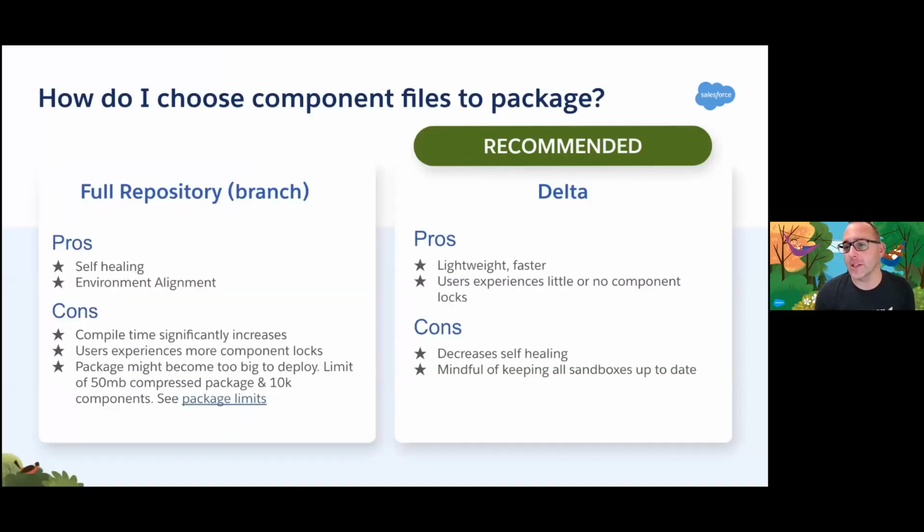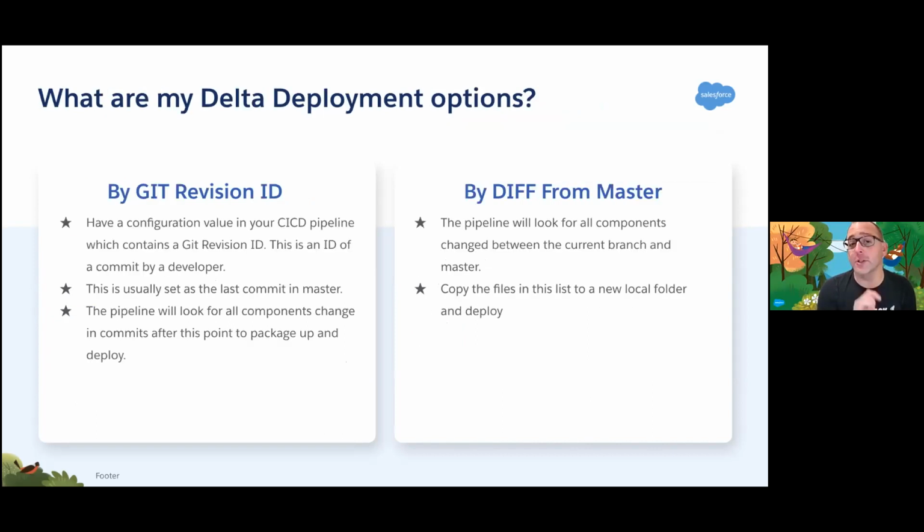So how should we package up our package? You've got 2 choices. You can deploy a full repository, and that's just checking out a branch and deploying, or you can deploy via a Delta. My recommendation is deploying via a Delta, because if you're going to deploy the full repository all the time, first of all, it's going to take a long time to deploy. And secondly, your org might be too big and you might start to hit governing limits. So I recommend Delta, and let's go see what options we've got for Delta.